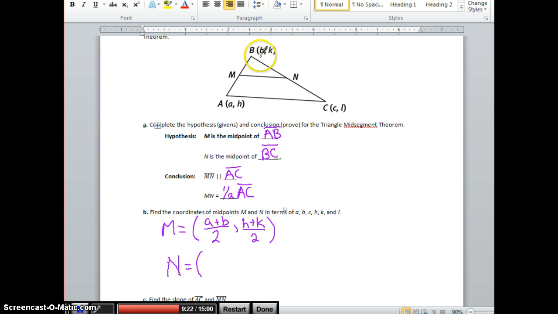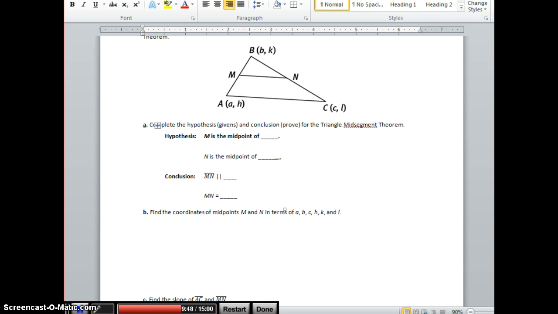And for my n, it is over here. So that's between the x's of b and c. So b plus c divided by 2 over my y's, so k plus l divided by 2. And that's an L, not 1. Okay? All right, take a couple seconds to jot that down real quick. Make sure that you're good on where I got all those numbers from. And then I'm going to have to clear and scroll down here, okay?